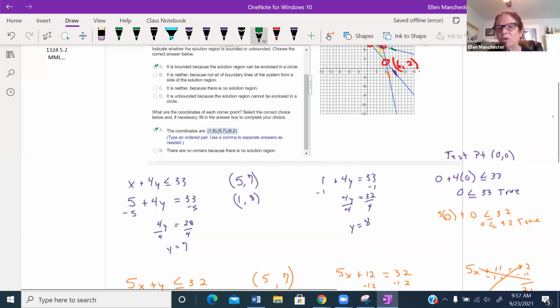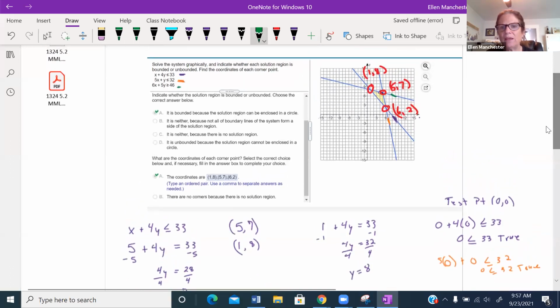This point right here, let me move it up a little bit. This point right here is when the green and the orange intersect. So the green and the orange. So these two right here, when those two intersect. And then this point right here is when the purple and the green intersect. So the first and the last one.